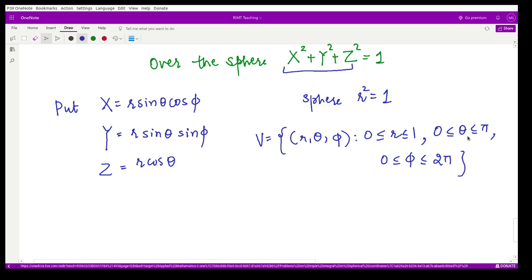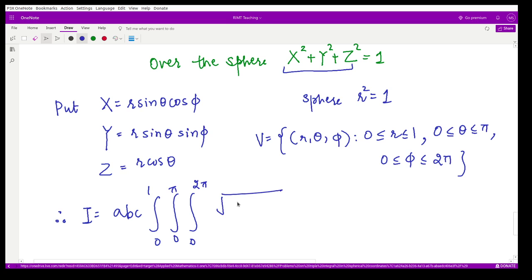So the limits of theta would be from 0 to pi, and of phi would be from 0 to 2 pi. Therefore your integral I would be equal to a, b, c could be taken outside. So we will have 0 to 2 pi, 0 to pi, and from 0 to 1. Now here the order of integration does not matter. So we have 1 minus r square, and we have r square sine theta.